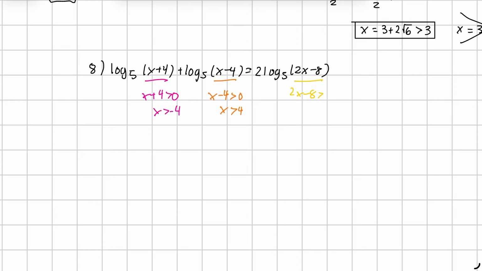2x minus 8 has to be greater than 0, so x must be greater than 4, because you add 8 to both sides, and then you have 8 divided by 2.